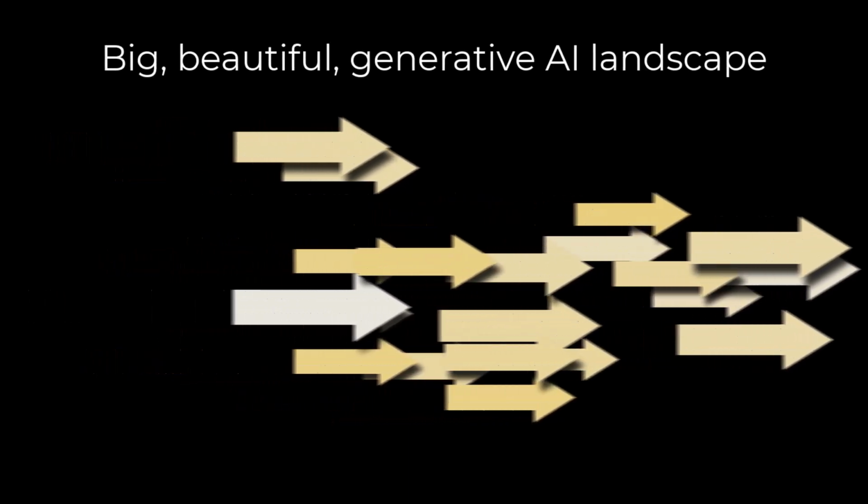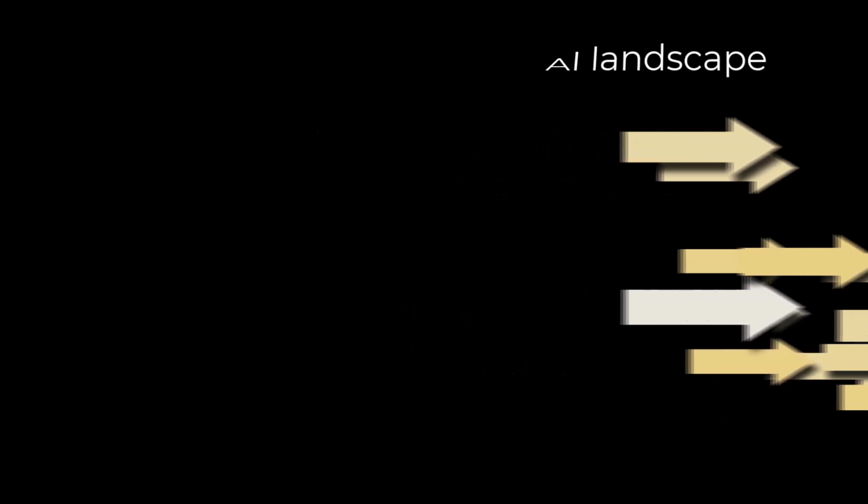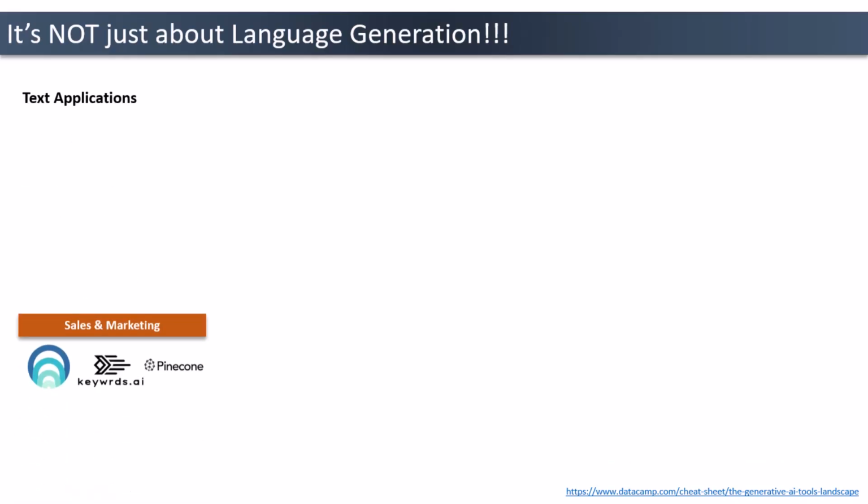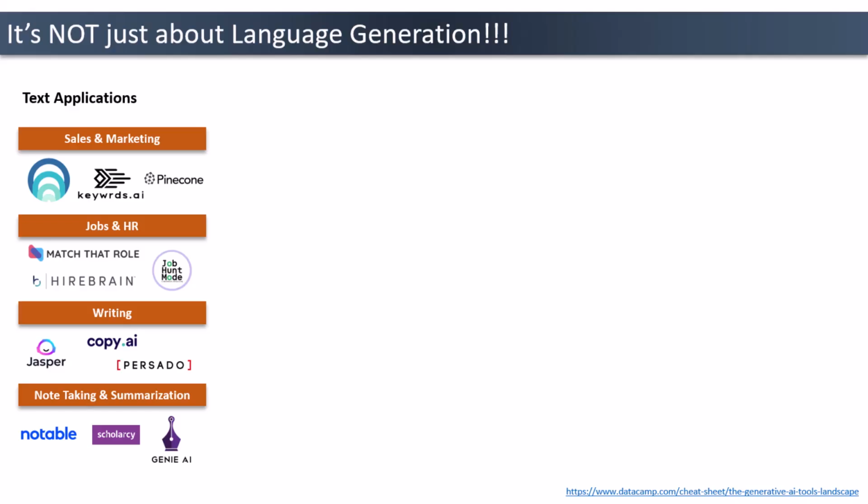First up, specialized text-based generative AI tools. So these are specialized tools. They're all text-based, and they do things that help you in sales and marketing, maybe for jobs and HR, specific things for writing, and specific things for note-taking and summarizing big chunks of work.